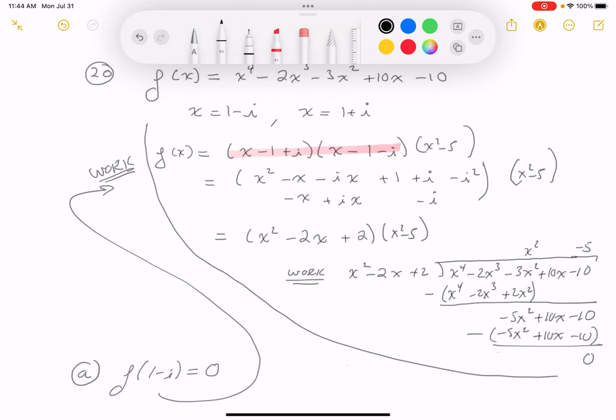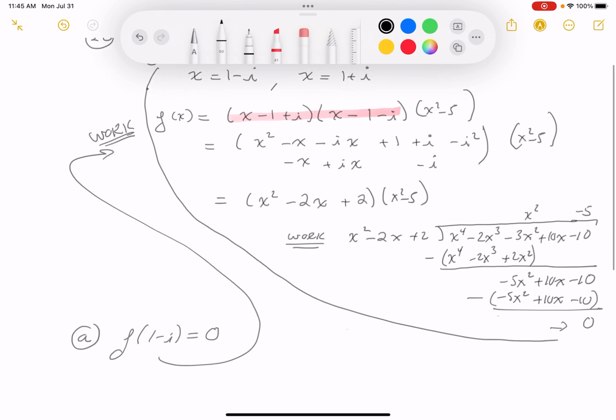Let me extend this up here. If 1 minus i is a root, 1 plus i would be a root. And what I do, I divide through, and it's got a remainder of 0, which means it's a root of the polynomial. All right, so A is done. Let's go to B.